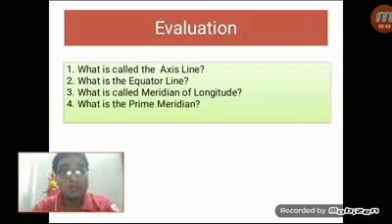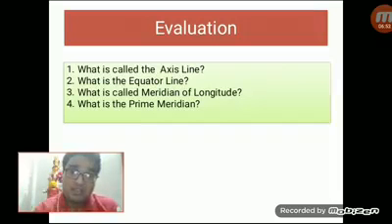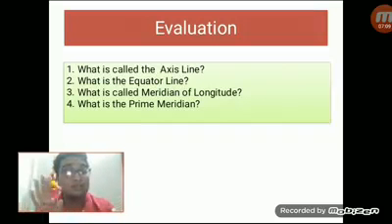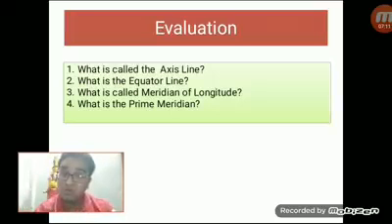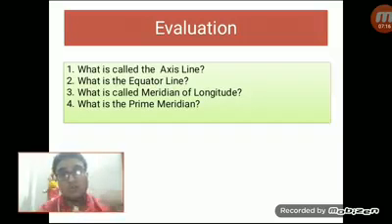Number four, what is the prime meridian? Basically, the prime meridian is an imagined line which is assumed to go through the Greenwich Royal Observatory, which is located in London. This is called the middle line of all the lines of longitude. We can use this line to know the position of a place in the world. At the same time, we use this line to find out the local time of a place in the world.